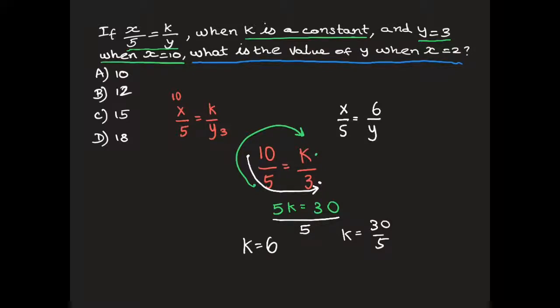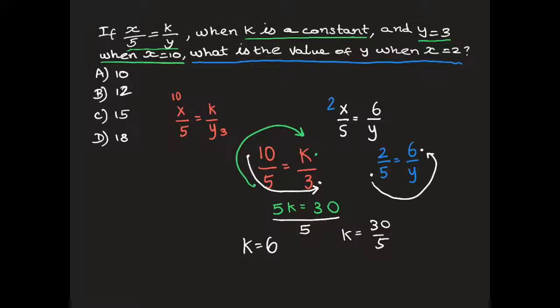Now we have to regard the question. Our question is, what is the value of y when x equals 2? So now we're given one of the values, and we'll just plug that in. We've got 2 here, so we have 2 over 5 is equal to 6 over y. Now let's do our cross multiplication that we just did. So 5 times 6 is 30.